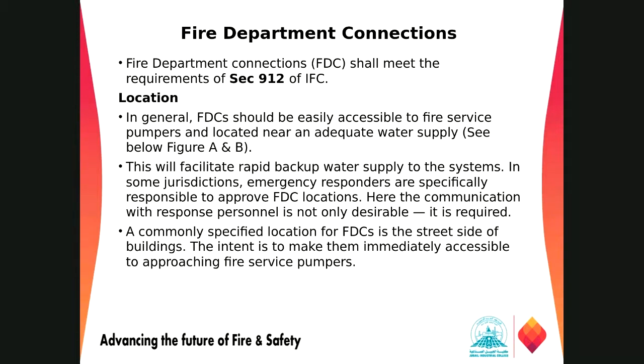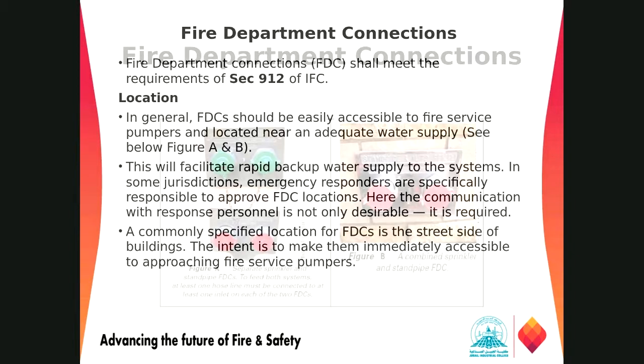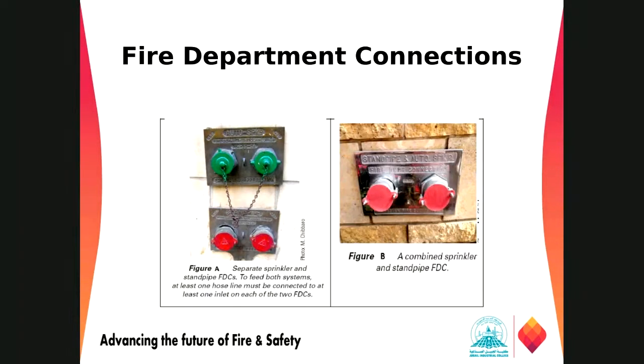We have two figures, figure A and figure B, which talk about the water supply requirement. Figure B, the one on the right, talks about the combined sprinkler and standpipe fire department connection. So it is the combined system of the sprinkler system and standpipe system fire department connection. In the left one, we have separate connections. The top one is for the sprinkler system, and the bottom one is for the standpipe fire department connection.